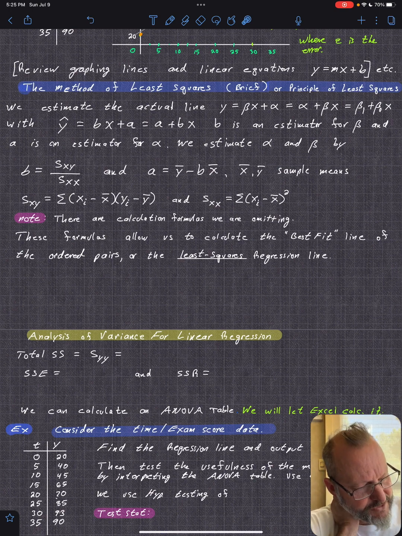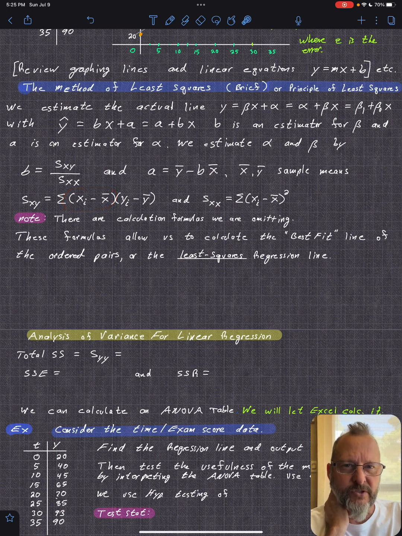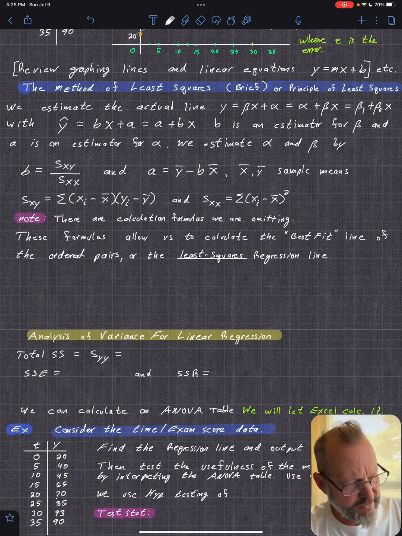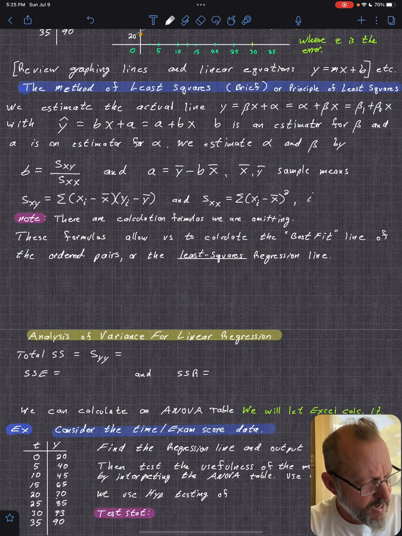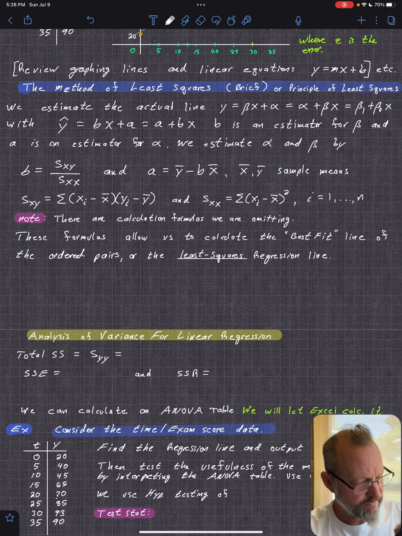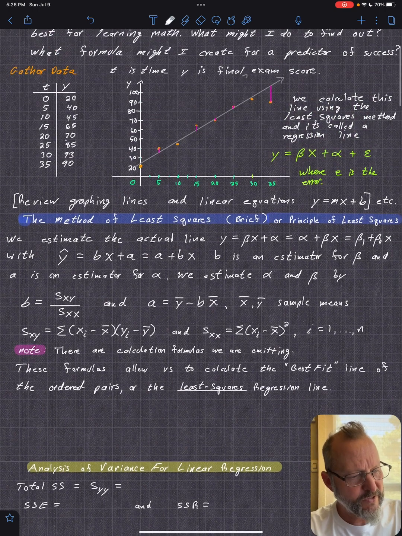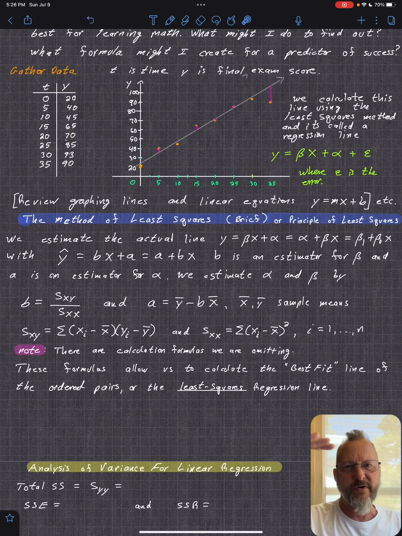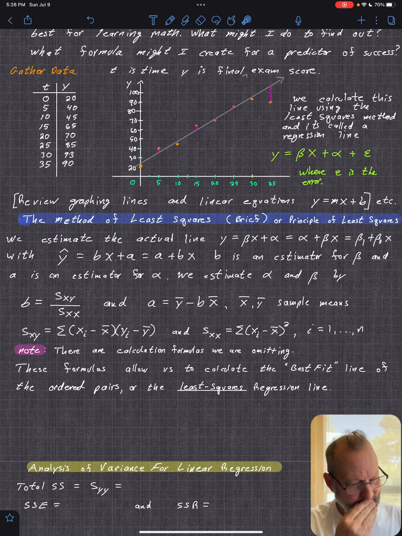SXX is the square of that. So you square each individual term, and then you add it up. I runs from, which I didn't write here in my other notes, but basically you're adding them up. I goes from 1 to n, or however many values you have. And for regression, they have to match. You can't have fewer here and more here. They have to be the same because you have to have a pair.